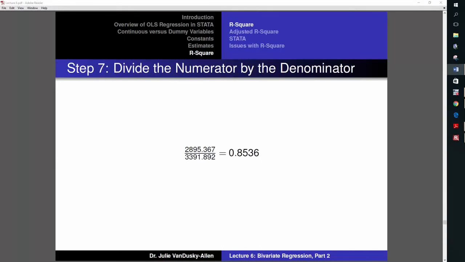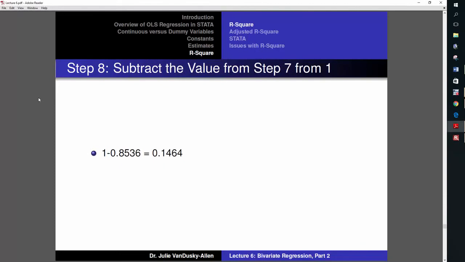The next step is dividing the numerator by the denominator. 2,895.367 divided by 3,391.892 equals 0.8536. Then you subtract the value from step 7 from 1. 1 minus 0.8536 equals 0.1464.